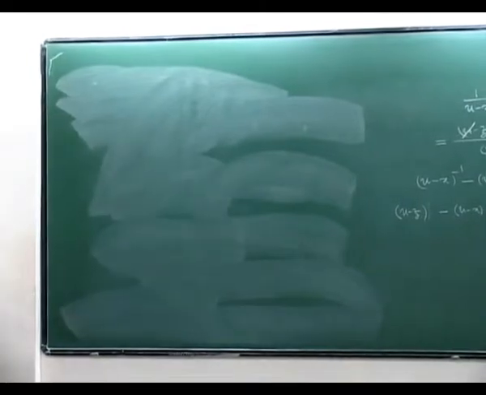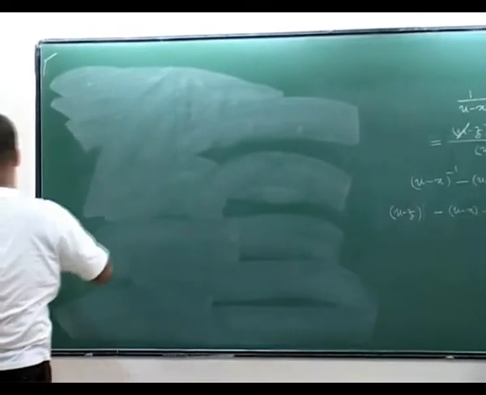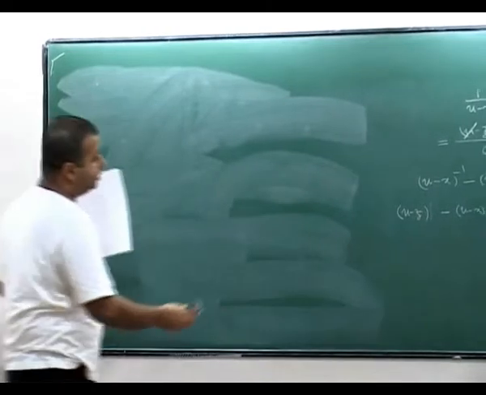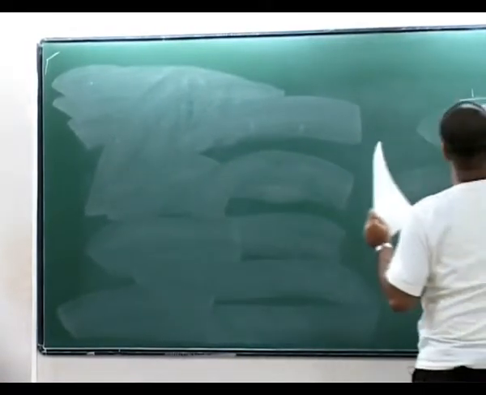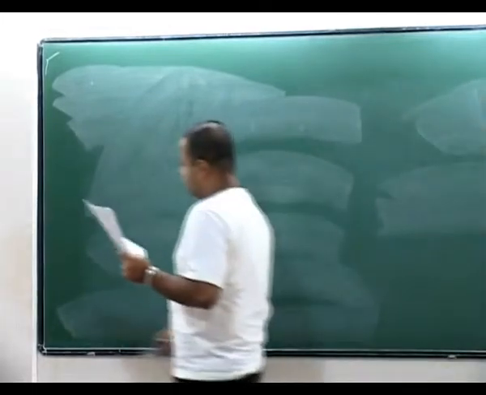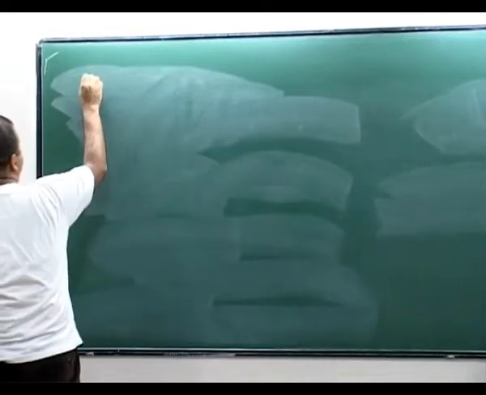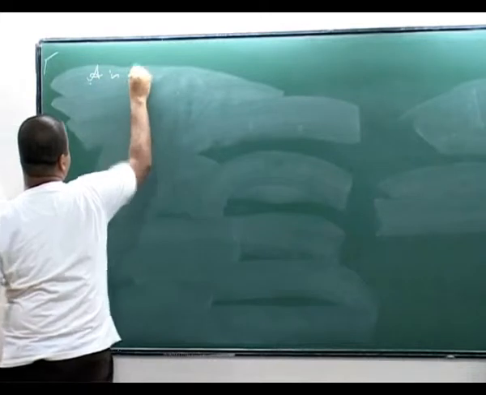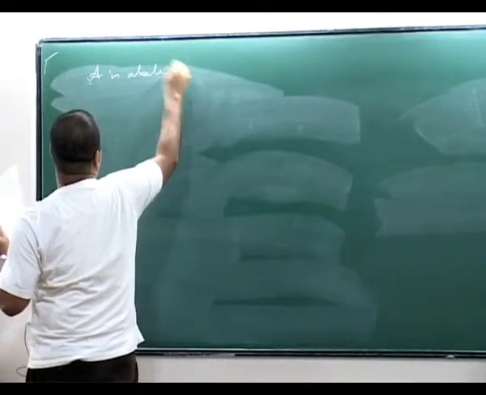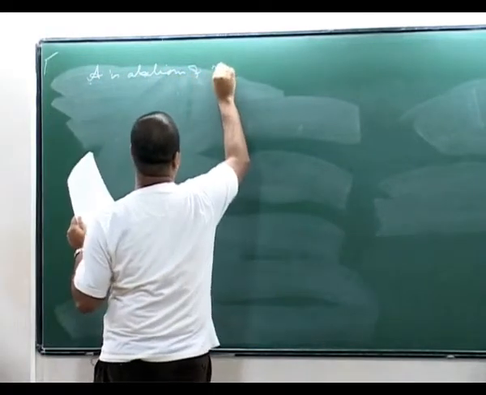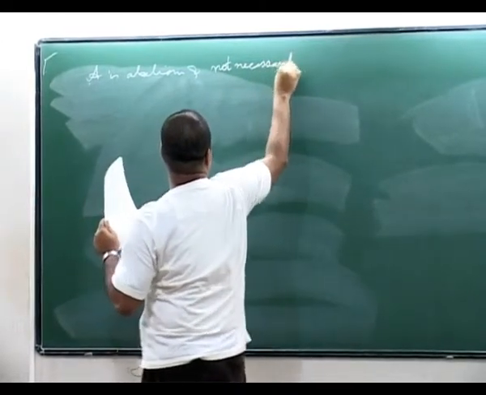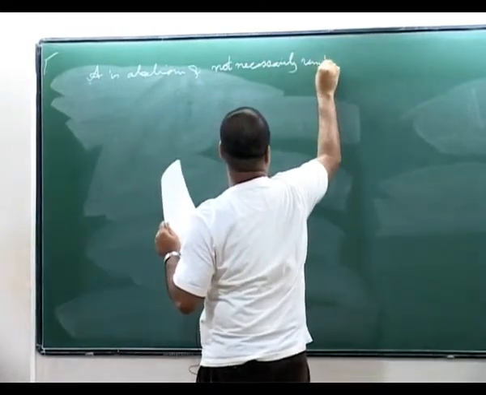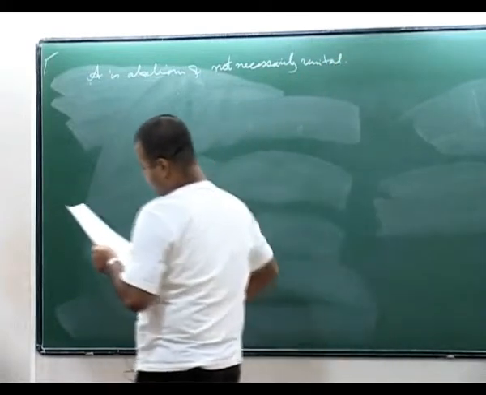this finishes this, and now of course we will concentrate on abelian Banach algebra. We will drop this condition of unitality. So A is abelian and not necessarily unital.